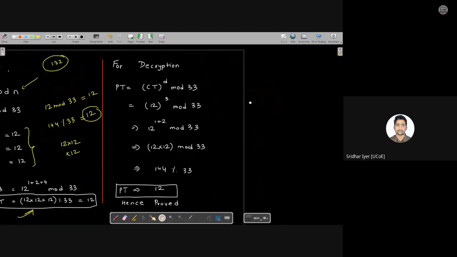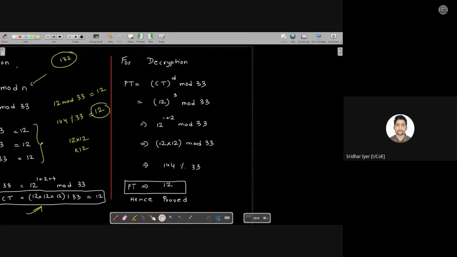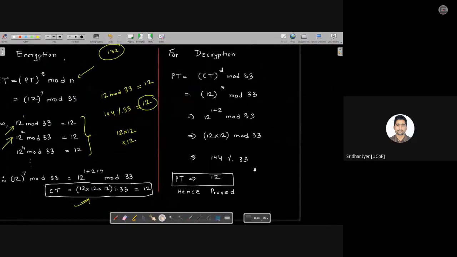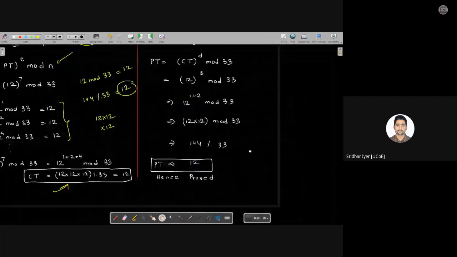Okay. Can we move ahead with the decryption part? So now we know that I will give the notes of these, so don't worry. This is just for classwork.